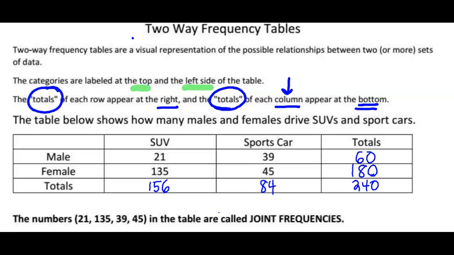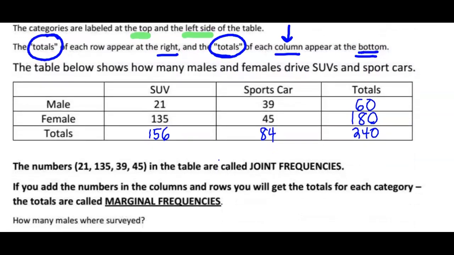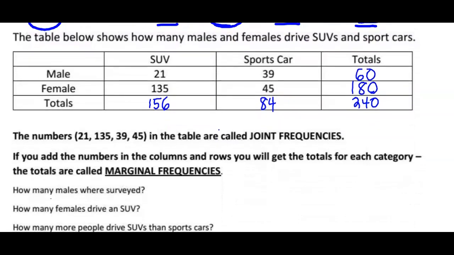So your first task is always, if you can fill out that table, you fill out the table. Now there are some words here that you have to make sure you know. I'm going to bring this down so I can refer to it. I'm going to grab a different color here, yellow. The numbers 21, 135, 39, and 45 are called joint frequencies. Joint frequencies are in the cells that don't have any of the totals. These are the ones that are not in the total columns, okay? So make sure you realize what those are. Joint frequency.